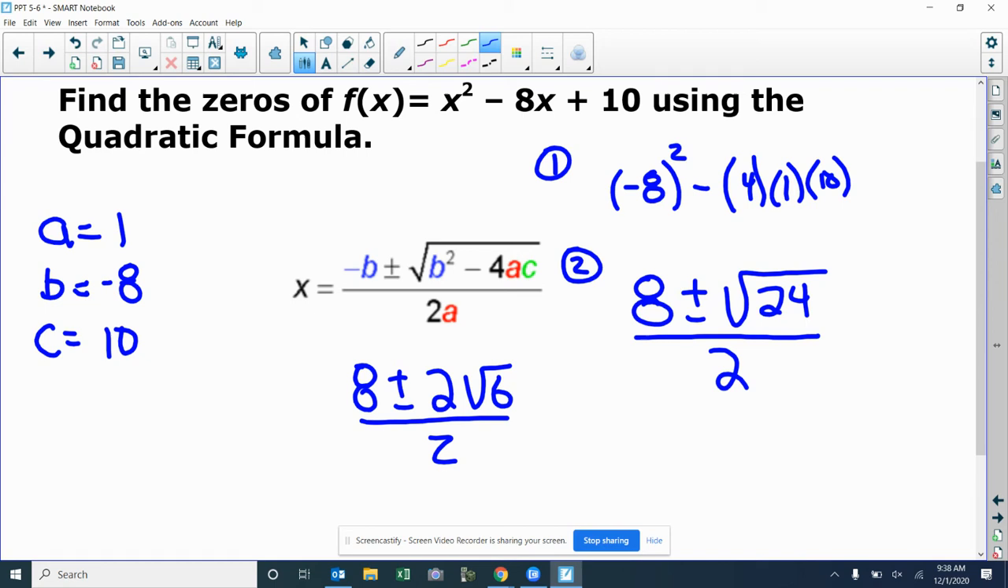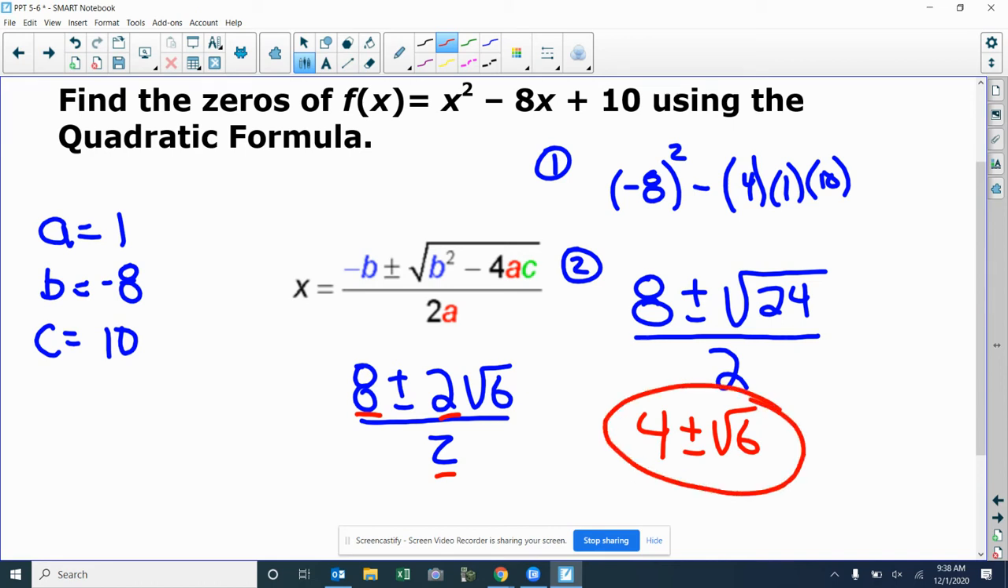We have some commonality with 8, 2, and 2. Looks like 2 goes into all those, doesn't it? So when that happens, we're going to end up with 4 plus or minus the square root of 6. Now that looks a little bit odd because we divided by 2. We don't write the 1 in front of the square root of 6, and we don't need that 1 in the denominator. So does that make sense to everybody?